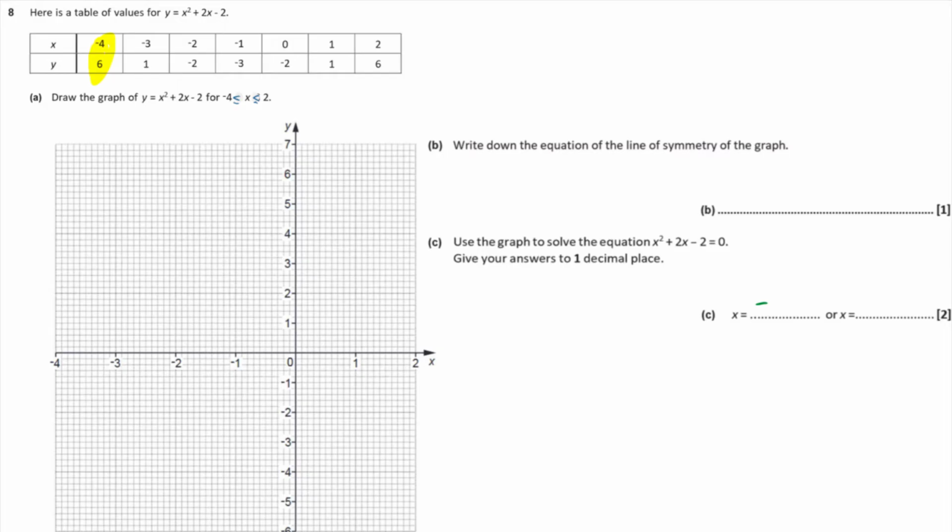So the first point we need to plot is minus 4, 6. So minus 4 along the corridor, up the stairs, is there, look. Minus 4, 6. Minus 3, 1 is there. Then minus 2, minus 2 is there. Minus 1, minus 3 and there. 0, minus 2.